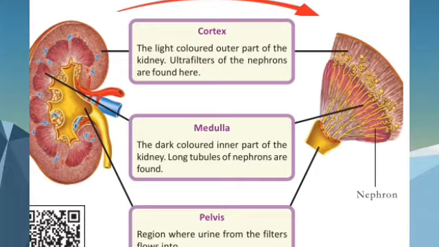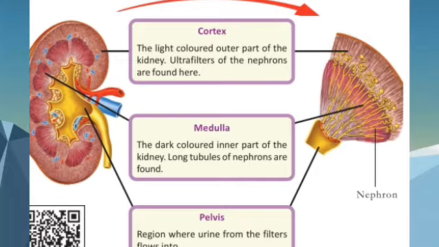The second area is called medulla, the dark colored inner part of the kidney. Long tubes of nephrons are found here. This is the part where the long coils of the filters are found. Then the pelvis, the region where the urine from the filters flows into.